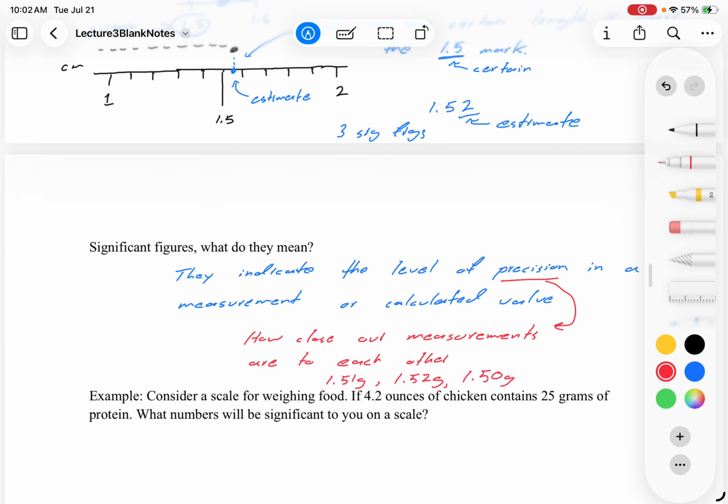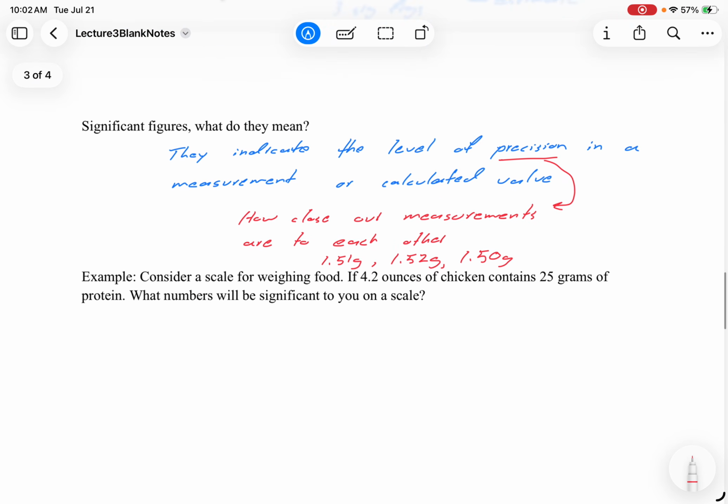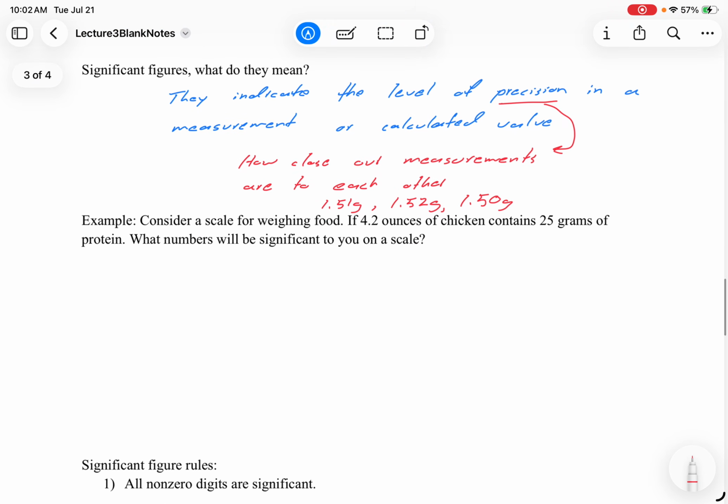That is precision. There's accuracy, but we're not going to go over that. That's for another lecture. Right now, precision is how close your values are to each other. If you keep getting values that are super close to each other, like 1.51, 1.52, then you are precise. So they indicate the level of precision in a measurement or calculated value. They're just used to see how precise my measurements are.